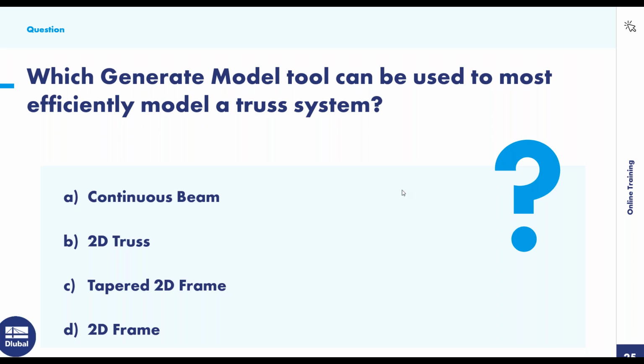All right, so the question was, which generate model tool can be used to most efficiently model a truss system? The options were continuous beam, 2D truss, tapered 2D frame, or 2D frame. And the best option is to use the 2D truss tool. This is the most efficient way to model a truss system in RFEM instead of having to do it manually. So we can go back and take a look at our results that ran.